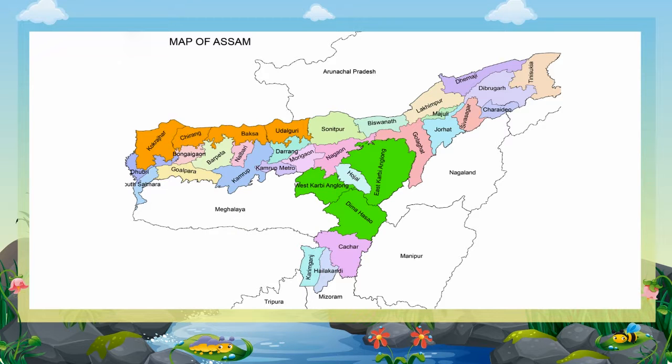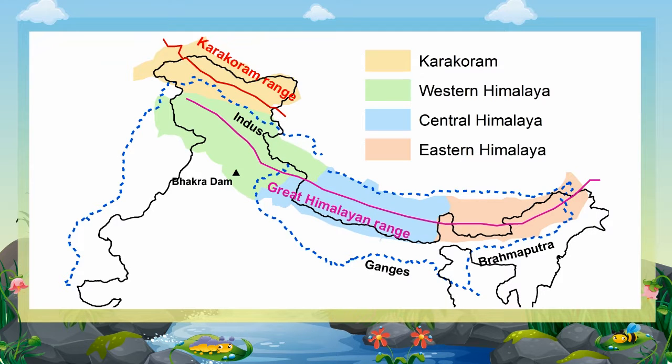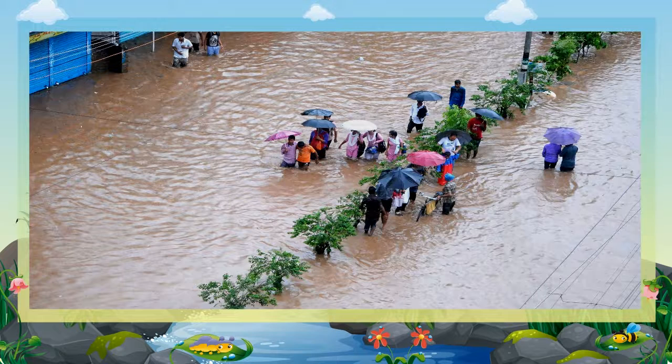Assam. Assam is the northeastern state of India. Its capital is Dispur. It is located south of the eastern Himalayas. The Brahmaputra is the main river flowing through Assam. The Brahmaputra is known as the sorrow of Assam. It causes heavy floods during the rainy season.